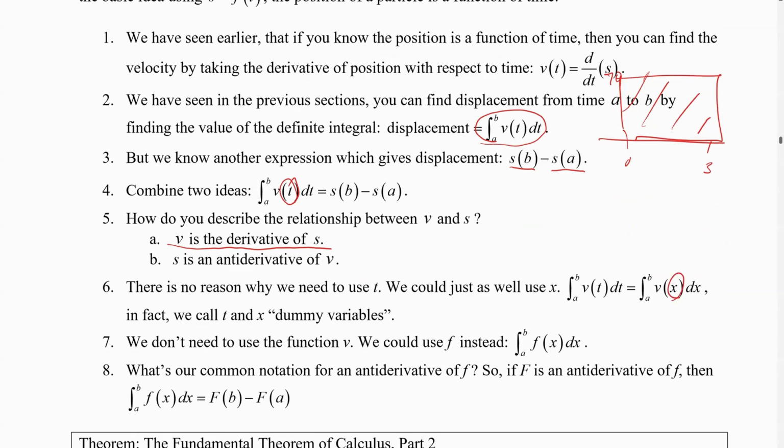In fact, we have a special name for the variables that are in these integration expressions. We call them dummy variables. So whether it's the integral from a to b of v of t dt or from a to b of v of x dx, it's all the same. Well, for that matter, I don't even need to use v. What if I use f? Then what I have is a relationship between this function f and this one, big F, which is a derivative relationship if I go this way, but it's an antiderivative relationship if I go the other way.